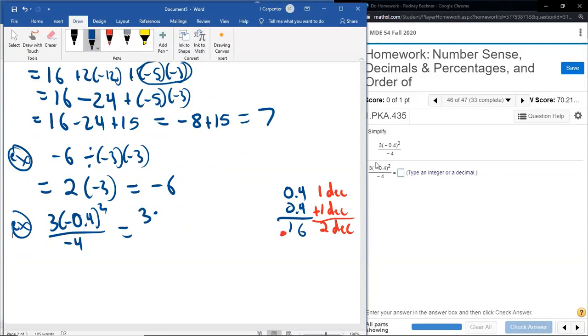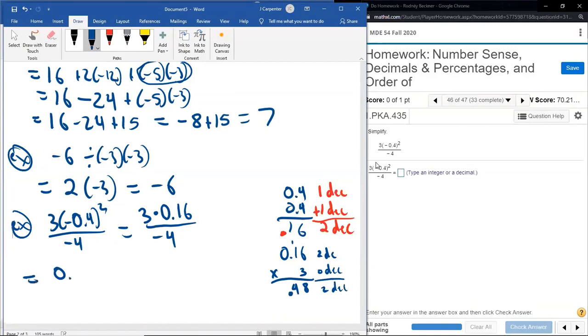So this is now 3 times 0.16. Again, a negative times a negative makes a positive, divided by negative 4. For 3 times 0.16, I actually like putting the longer number on the top. 6 times 3 is 18. Calculators are fine, but it's good to have these skills by hand. 1 times 3 is 3, plus the 1 is 4, so we get 48. There are 2 decimals and 0 decimals, which means we need 2 in the answer, so that would be 0.48. So this is 0.48 divided by negative 4.